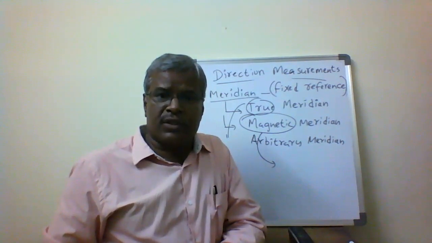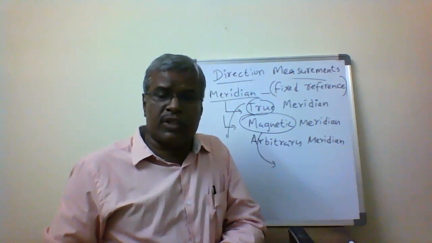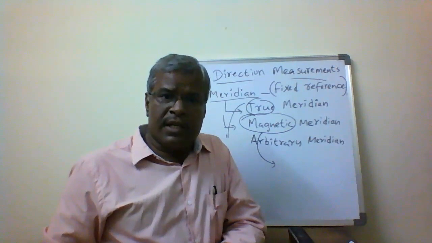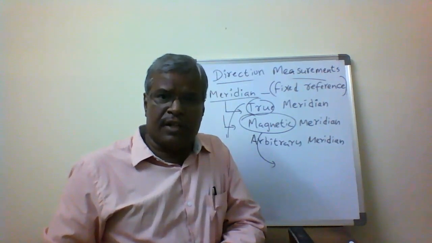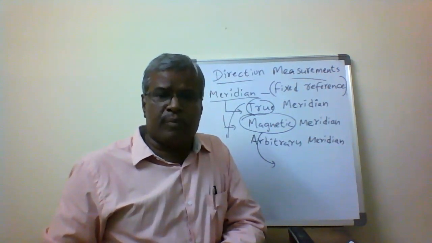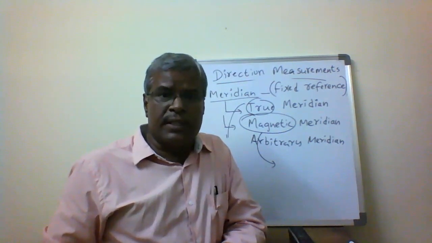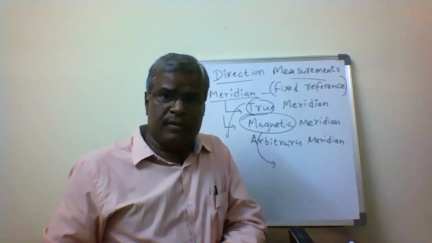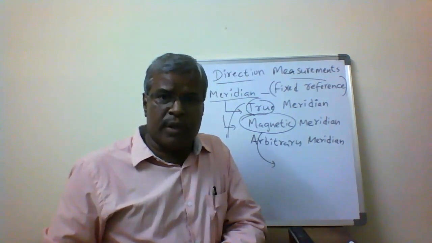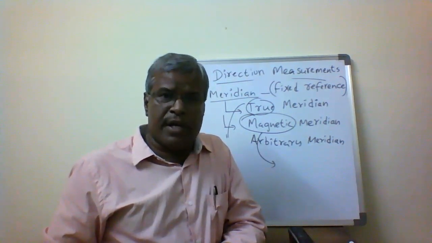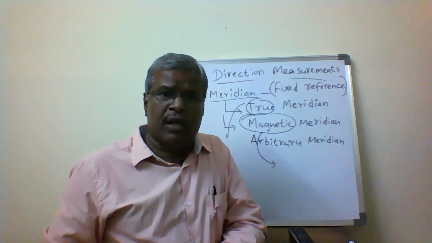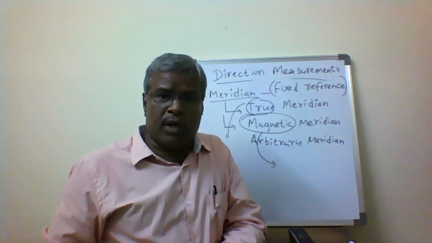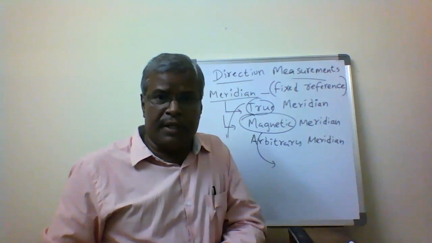The direction we are going to fix as a reference point, we call the magnetic meridian. So the magnetic needle is taken as a reference direction, and from that I am going to be measuring the bearings, which are called magnetic bearings. With the magnetic meridian as a reference point, the bearings I measure are called magnetic bearings.